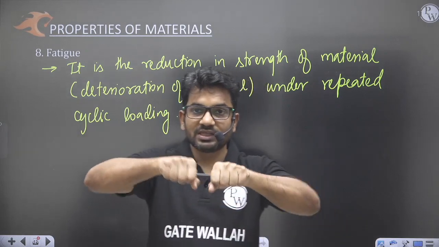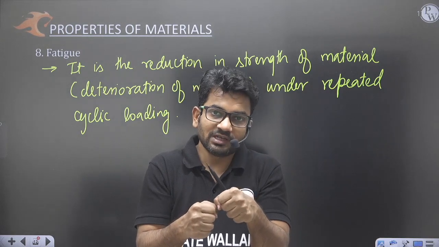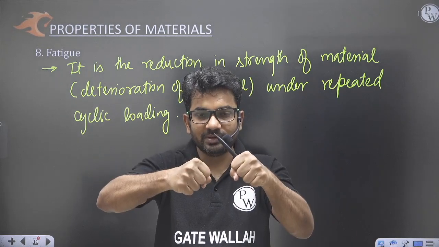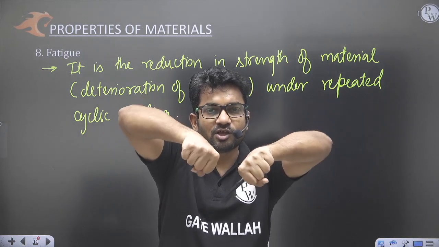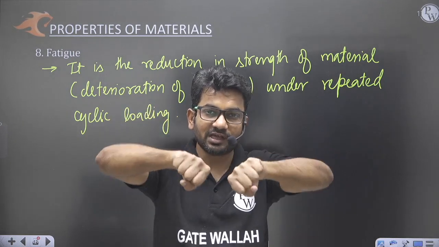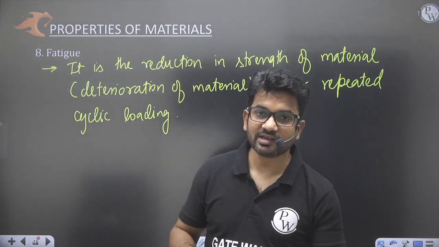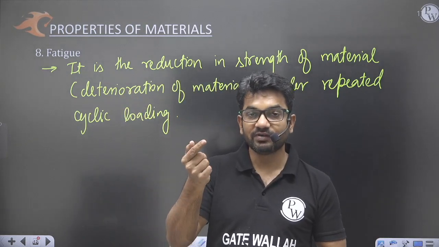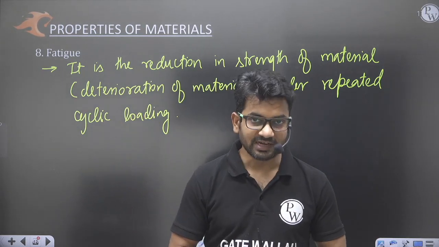Suppose this material has a strength of 100 megapascal. I'm not able to apply stress of 100 megapascal, I'm able to apply stress of only 70 megapascal, let us say. When I apply the stress of 70 megapascal, it will not break definitely, but I will reverse the stress in another direction. So again I apply 70 megapascal, and like this I am repeatedly applying stresses of opposite nature again and again. Slowly the strength of the material will reduce, and when it becomes less than 70 megapascal, it will suddenly break. So this is the fatigue.